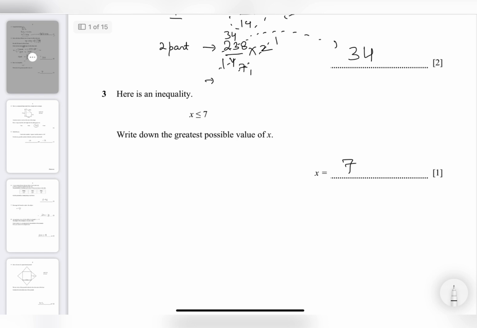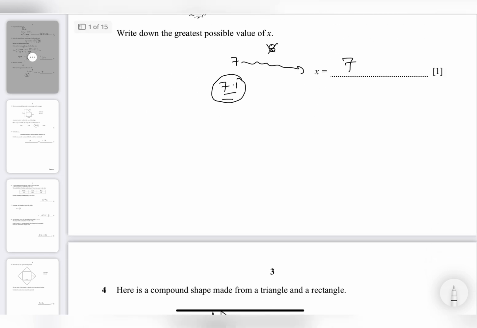Here is an inequality. Write down the greatest possible value of x. Look at this sign. This means less than or equal to. That means x can be 7 as well. x cannot be 8. Can x be 7.1? You have to tell that in the comment section. Okay. So for the greatest possible value of x, it would be 7.